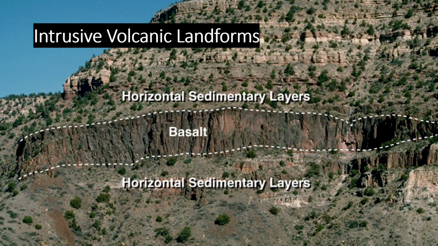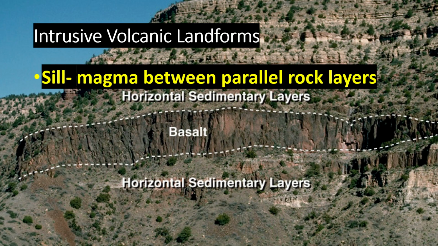First type of intrusive volcanic landform is called a sill, and a sill forms when magma injects itself between horizontal layers of sedimentary rock. So you can see in this picture in the background of this slide, there's sedimentary rock above and below, and then there's just this layer of basalt that's parallel to the rest of the layers. And the way that you can remember a sill if you're looking at a picture or a diagram is that sills are sideways. They're like laying on their side like this.